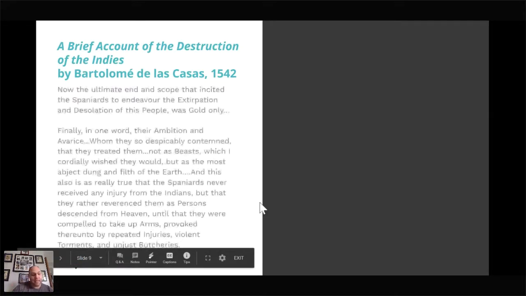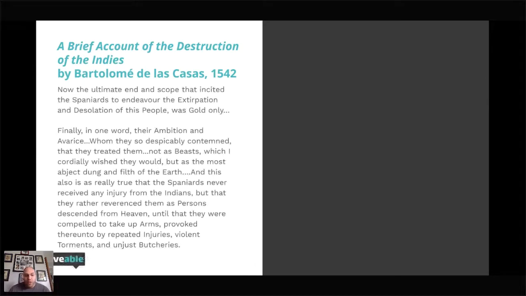So here's the text. This one is not too long, so I'll read it very quickly for you. Now the ultimate end and scope that incited the Spaniards to endeavor the extirpation and desolation of this people was gold only. Finally, in one word, their ambition and avarice, whom they so despicably contemned that they treated them not as beasts, which I cordially wish they would, but as the most abject dung and filth of the earth.